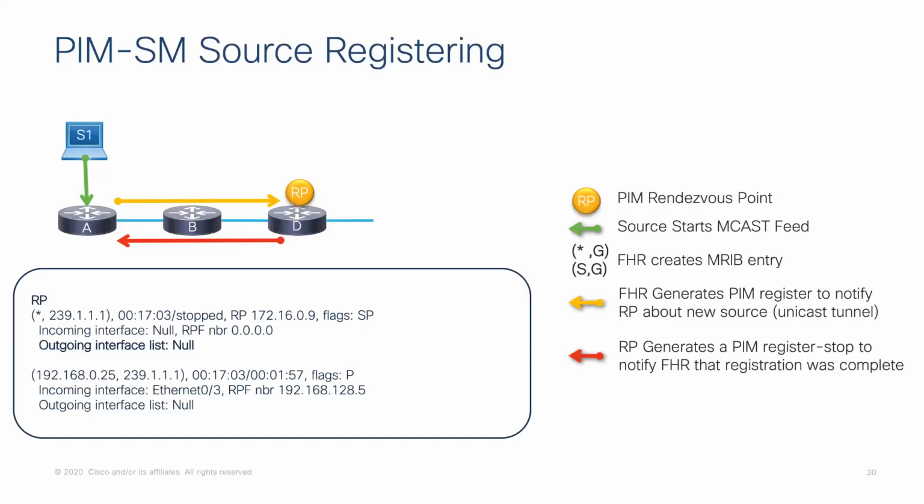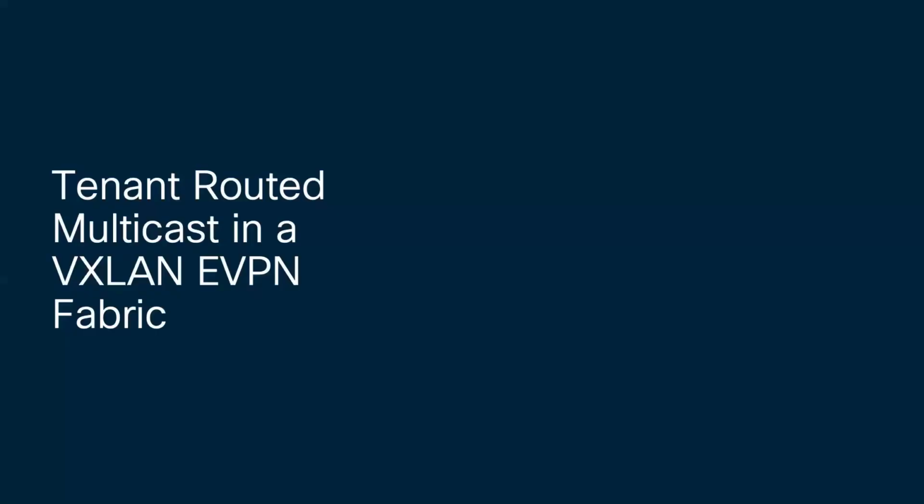You need to know how the signaling was going. You need to know probably where was your rendezvous point, and so on. And based on this information, you will be able to put all pieces of that puzzle together. When it comes, though, to the Tenant Routed Multicast within the VXLAN fabric, well, there were a couple of stages.